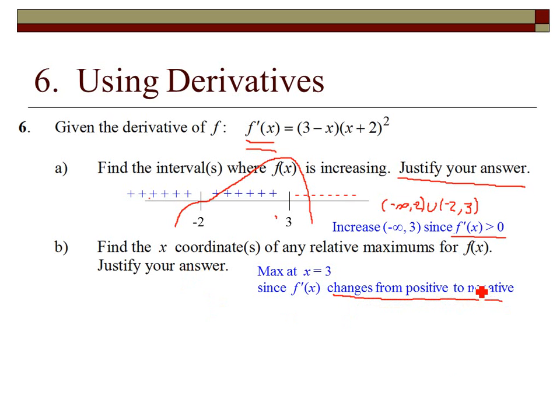Okay, first 2 parts are pretty straightforward. They're not going to be that difficult. Last part takes a little more work. We want to know, where is the function concave down? Well, I need to get the second derivative and find out where the second derivative is negative.